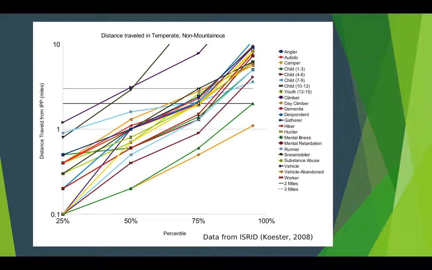Here's another way to look at this data, at least for temperate and non-mountainous conditions, which of course are not particularly the conditions that we'll be used to here in Hawaii. Please note that the following distances in Hawaii will be quite different.